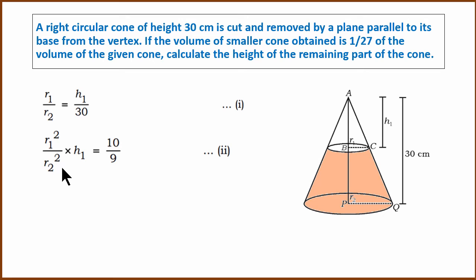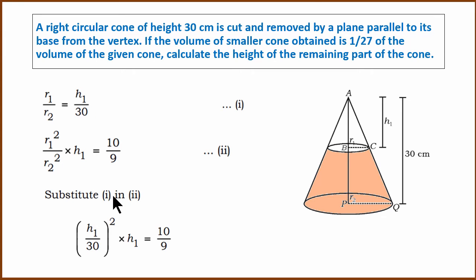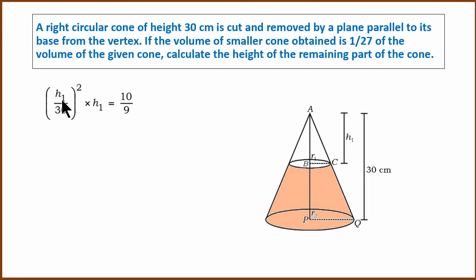What we'll do next is substitute for the value of R1 by R2 with H1 by 30 in this equation. So we use the first equation in the second one, and we can say that H1 divided by 30 whole square multiplied by H1 equals 10 by 9. All we've done is taken this bit here and substituted it with H1 by 30. Now if you simplify this, what happens? We're left with H1 square divided by 30 square multiplied by H1, which is equal to 10 by 9.